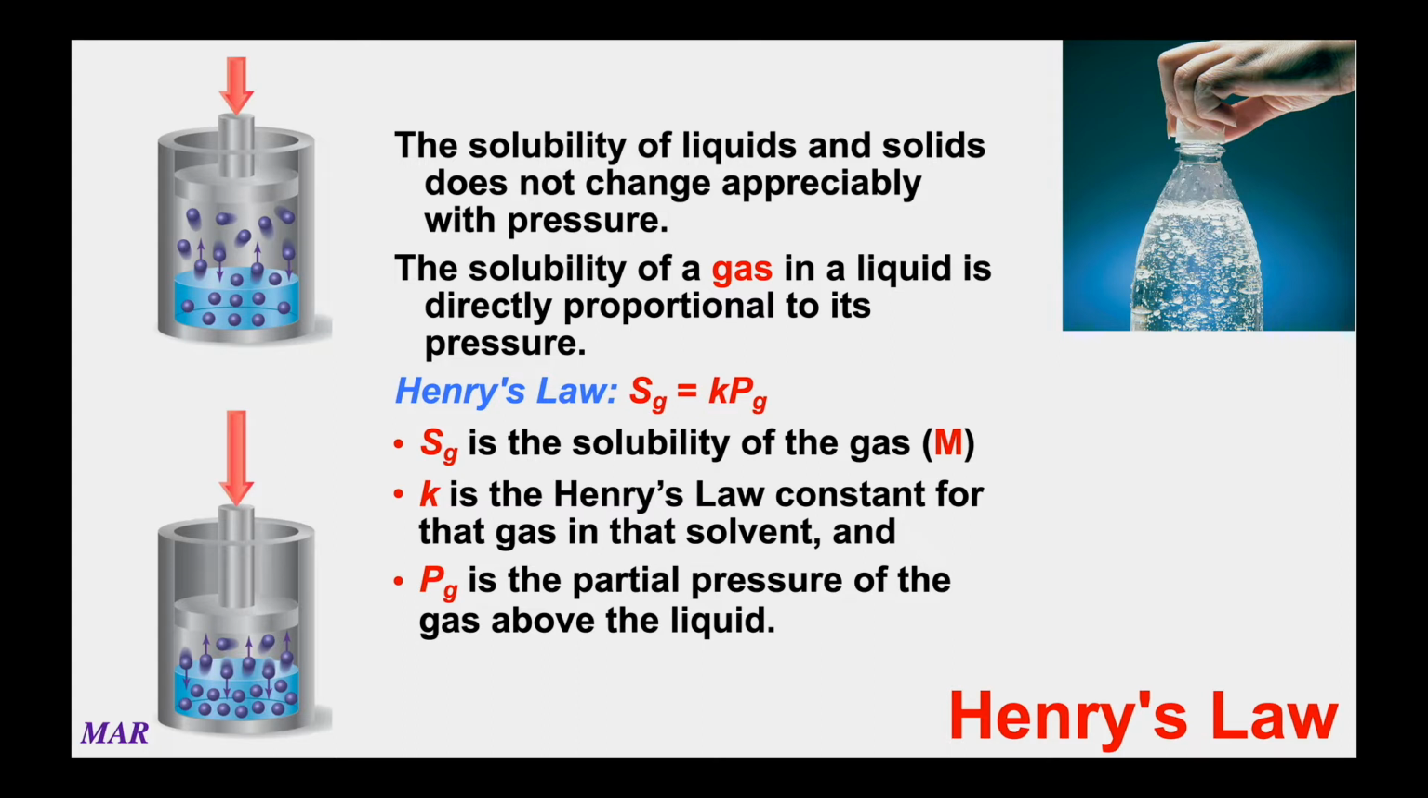The Henry's law constant depends on the solvent, so water has its own K value. If you had ethanol, it would have a different K value. But then P is the interesting part. P is the partial pressure of the gas above the liquid. As the pressure of the gas over the liquid goes up, the solubility goes up. On the other hand, if the partial pressure of the gas decreases, the solubility decreases.